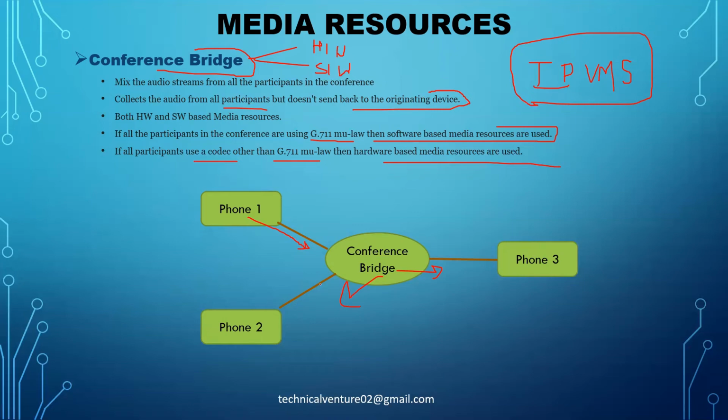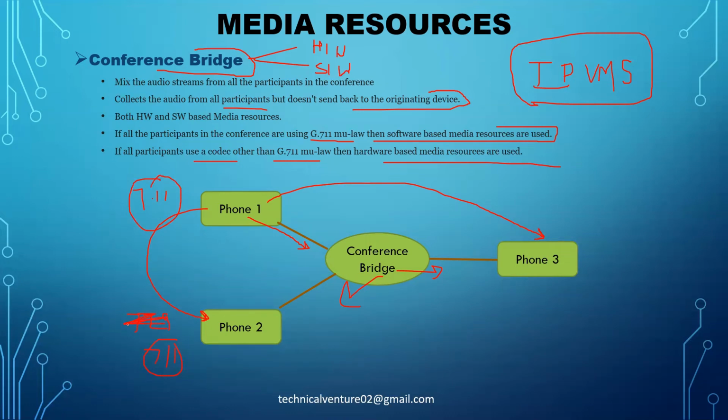Let's see how this conference bridge is invoked. Suppose phone 1 is calling phone 2. At this point they are communicating with each other, maybe negotiating the codecs as well. Maybe they are using the same codec, G711, or maybe G729. If both parties are using G711, they are able to communicate with each other, phone 1 and phone 2.